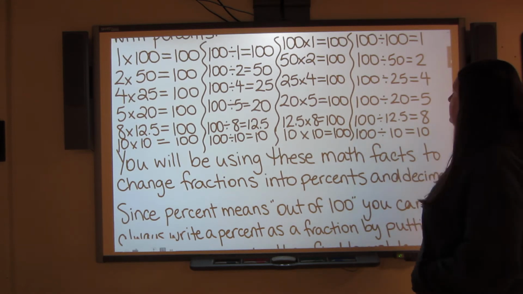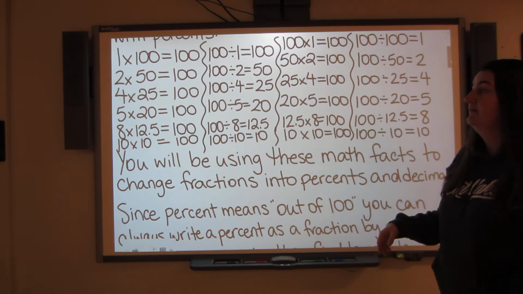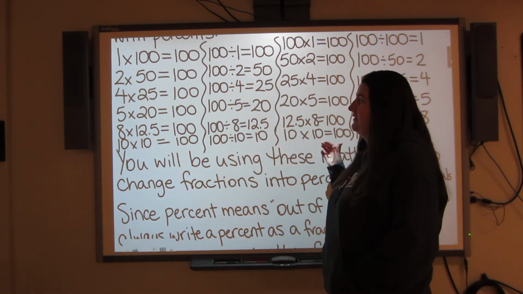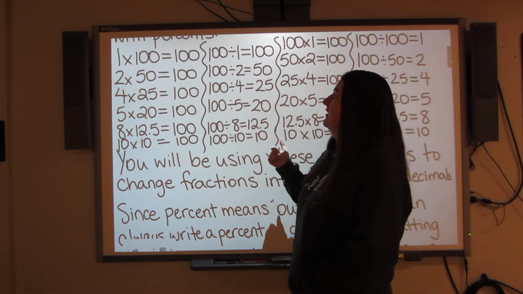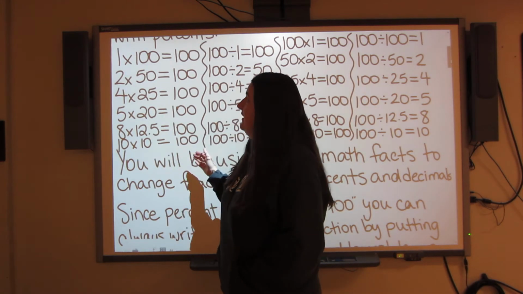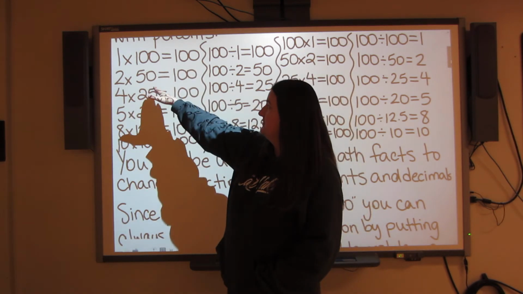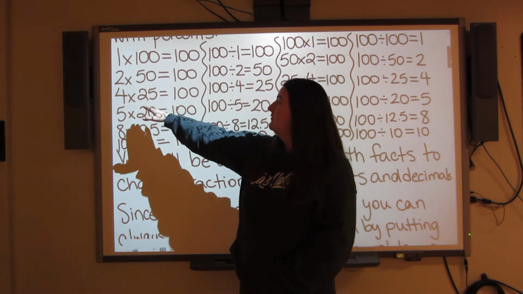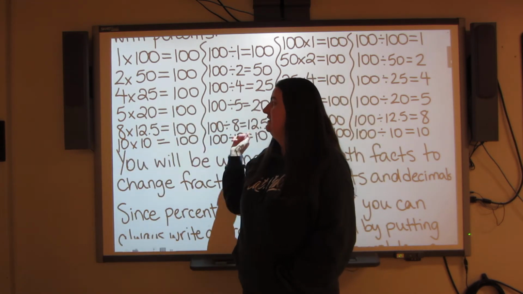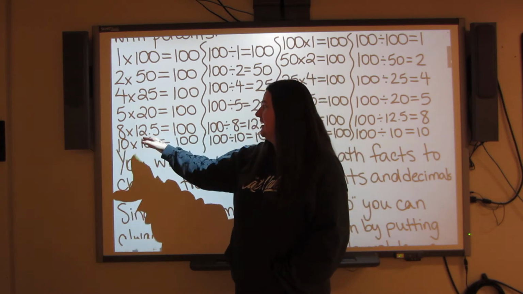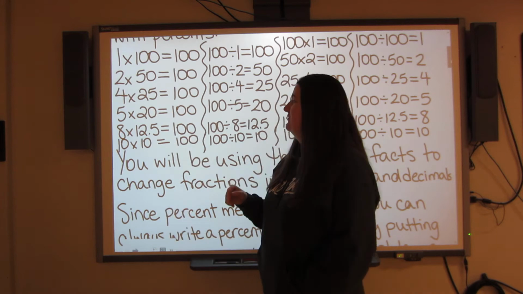These are the most important math facts for this particular unit. These are the ones that you're going to want to focus on, and they're also the ones that you're going to want to memorize. So you've got your multiplication facts. 1 times 100 is 100. 2 times 50 is 100. 4 times 25 is 100. 5 times 20 is 100. 8 times 12.5 is 100. And 10 times 10 is 100.